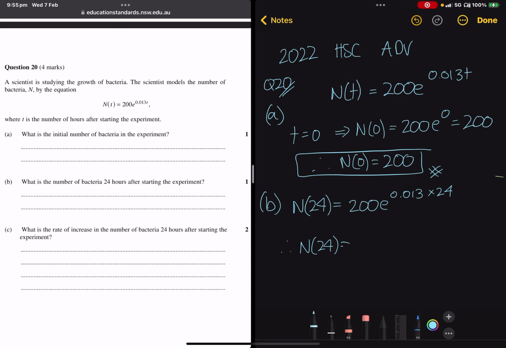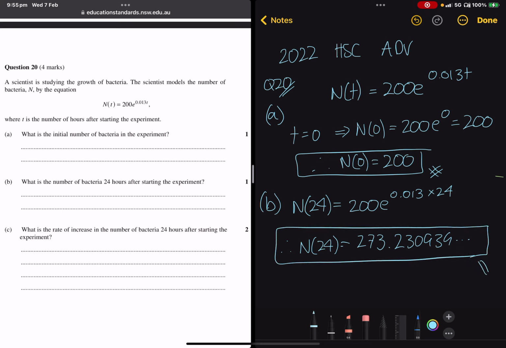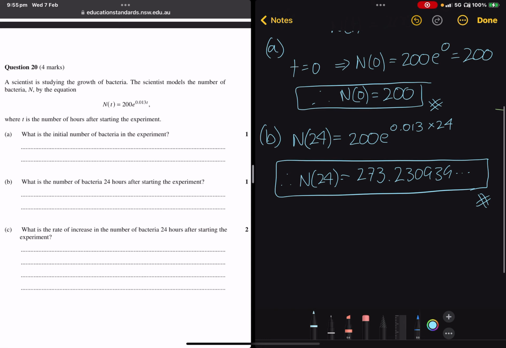We get 200 times e to the power of 0.013 times 24. That is 273.20939... So this is the number. It doesn't tell us how to round it, so we can just leave it in this long form, or you can choose to round it if you want to the nearest number. So this is part B.